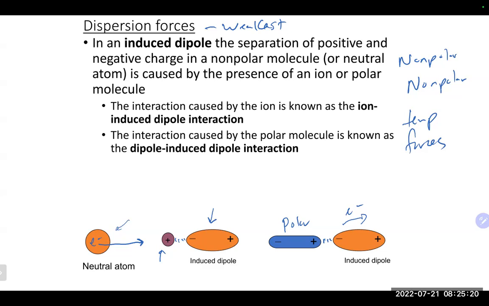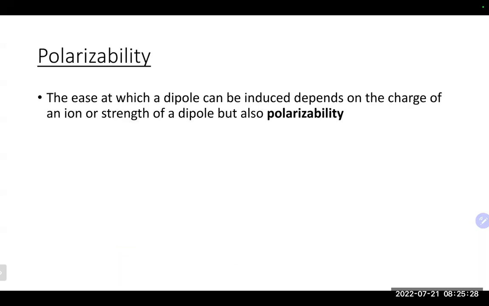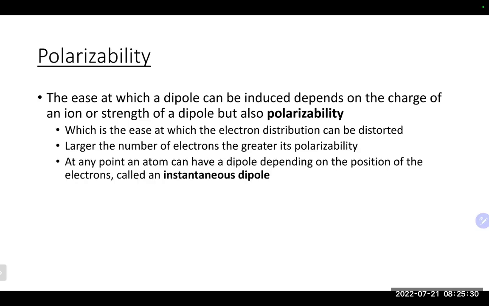Now, in addition to a polar molecule or an ion being able to slightly induce a dipole moment, there is an idea referred to as polarizability. Polarizability is basically the ability of a molecule to move its electrons from one side of the molecule to another.